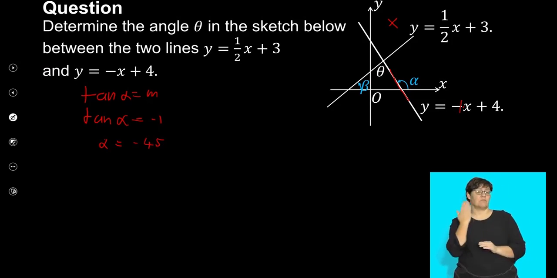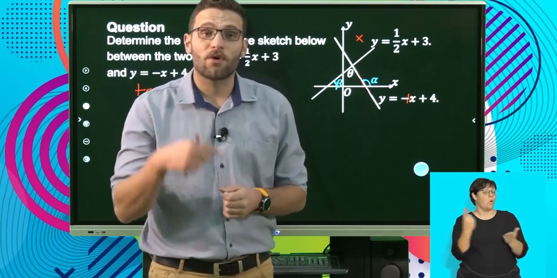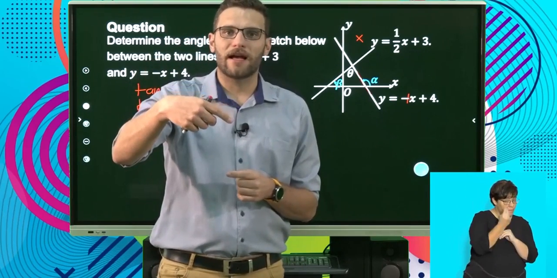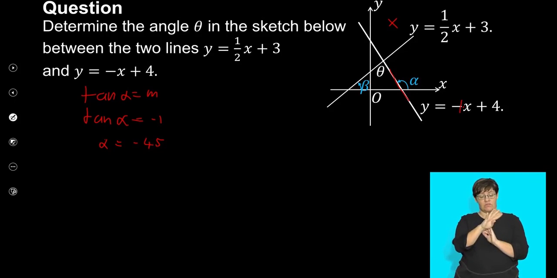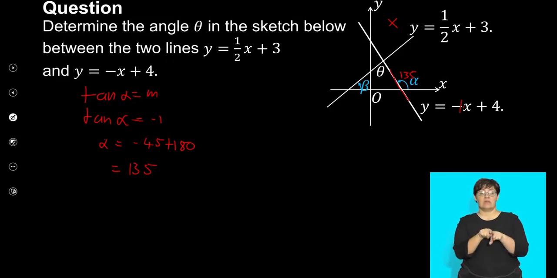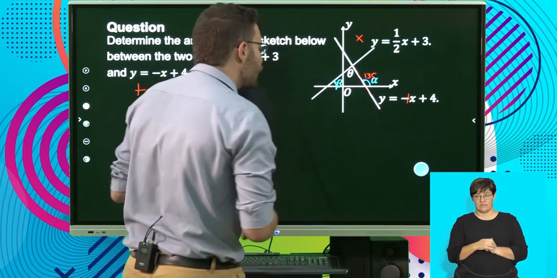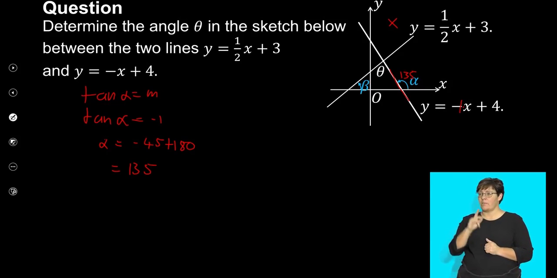Now, we discussed this earlier in the lesson. I can't have a negative angle. And so what we're always going to do when we get a negative angle is add 180. And so I'm going to take that minus 45, add 180, and I'm going to get an angle of 135. I know that this angle alpha is equal to 135. Excellent. I'm halfway there. And if I can calculate beta, I can hopefully calculate what theta is.